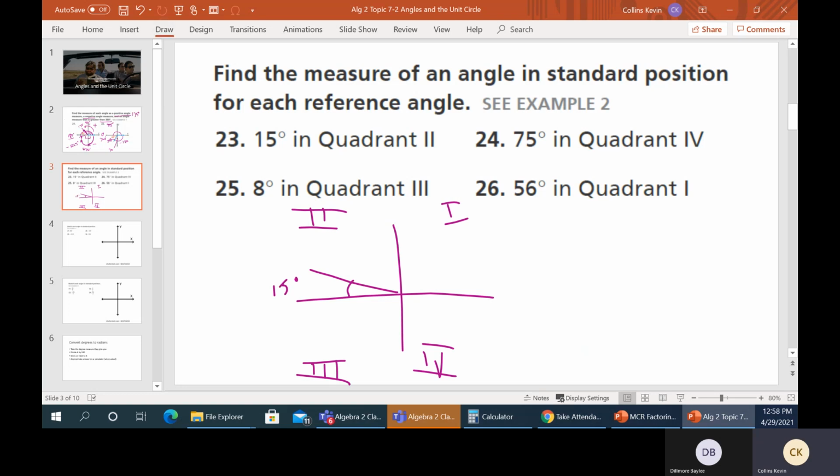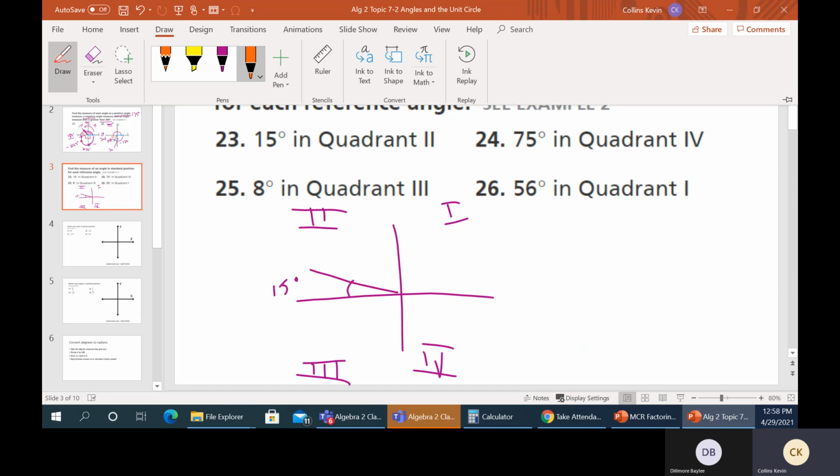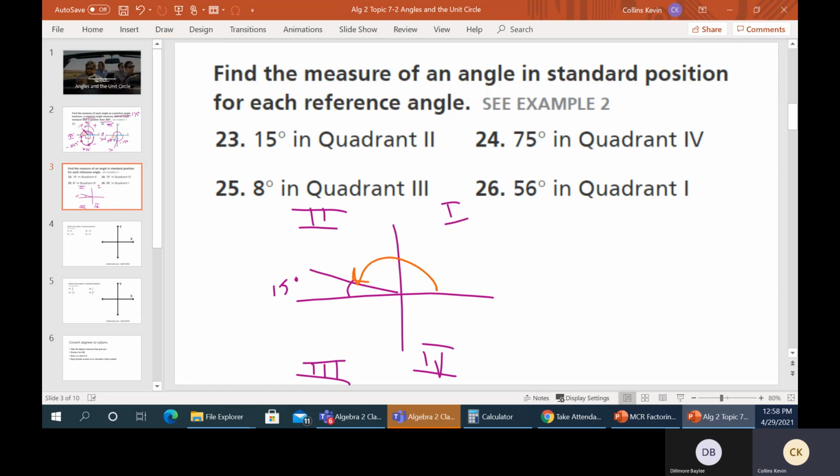then if we start here, let's switch up colors here. We start here and go to here. So obviously this is 90, and halfway around is 180, but we're not going all the way around. We're going to back up 15 degrees, right? So if you take 180 and subtract off 15, we get 165. So this angle here would be 165. Okay? So that's 23.